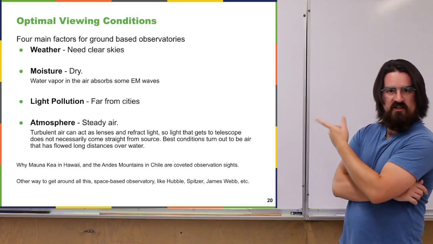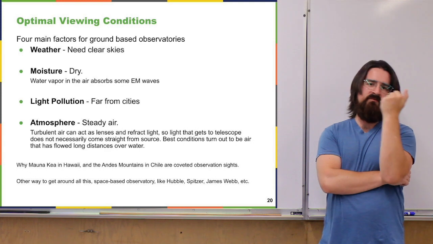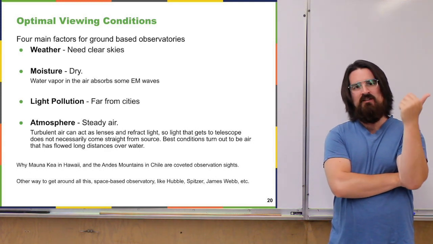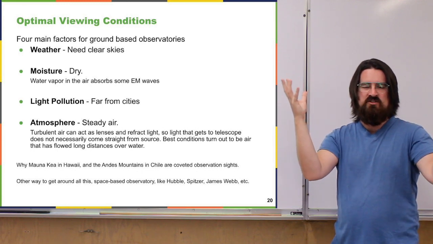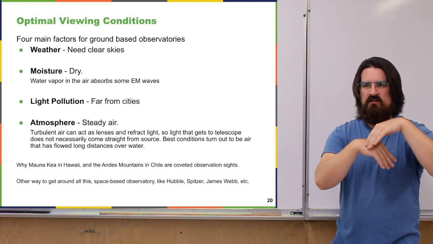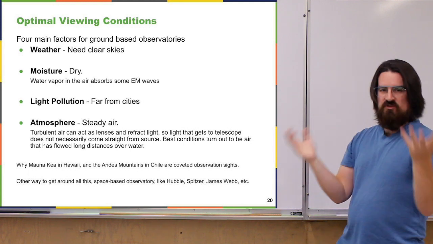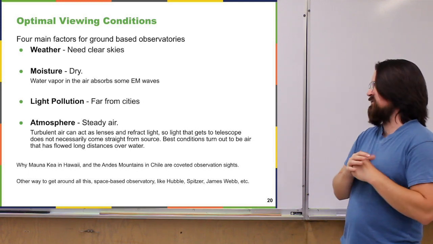Another pretty obvious one is light pollution. Right? If you're right smack dab in the middle of Los Angeles, you're not going to be able to do very good astronomy. A lot of the electromagnetic radiation you're going to collect is washed out by the light from the city. And that can be visible light, or infrared light if you're trying to do that.